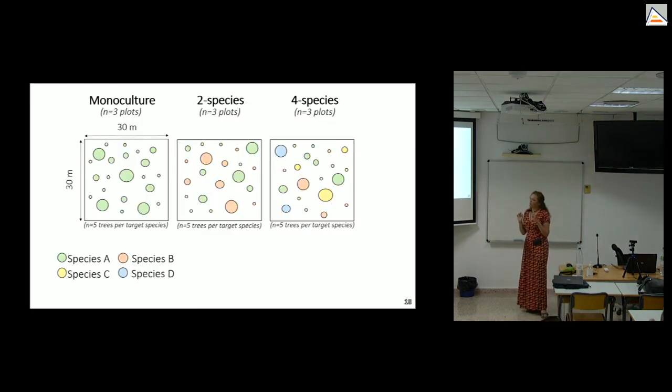So I select different plots with different species richness. I select plots with monoculture, where there is only 1 species present, plots with 2 species mixture, with all the different kinds of combination of the species mixture, and plots with the 4 species. And within each of these species mixture plots, the relative abundance of the species involved in the mixture is kept similar. And for the non-target species, the relative abundance was kept below 5% of the total basal area of the plot. Within each plot, I select 5 trees per target species, and I have 3 plots per species mixture and species combination, leading to a total of 30 plots.